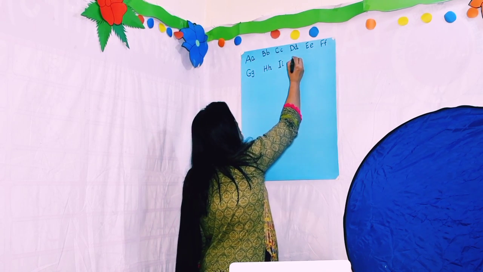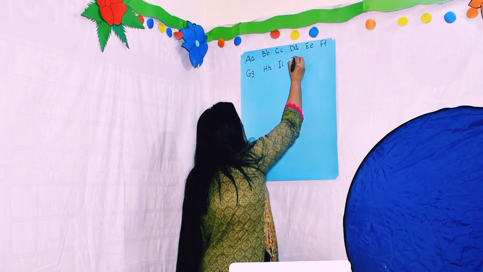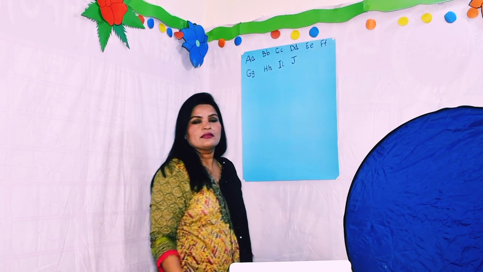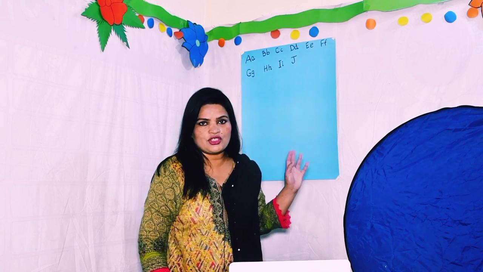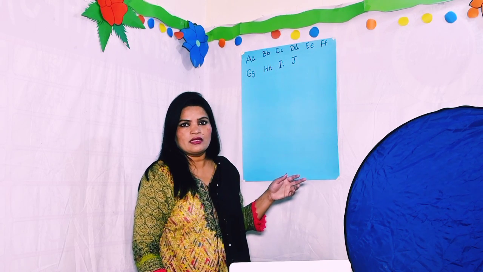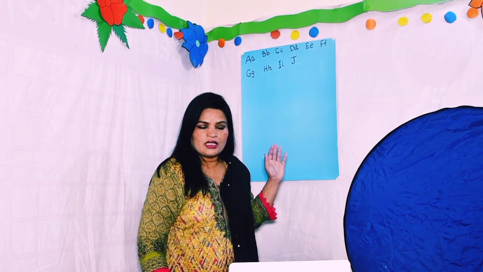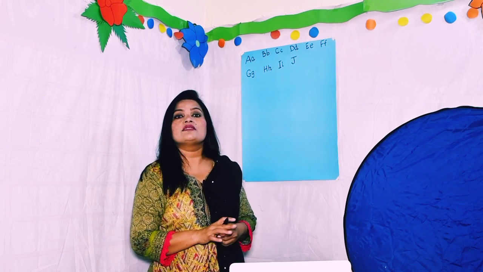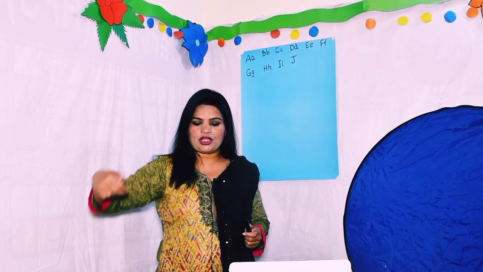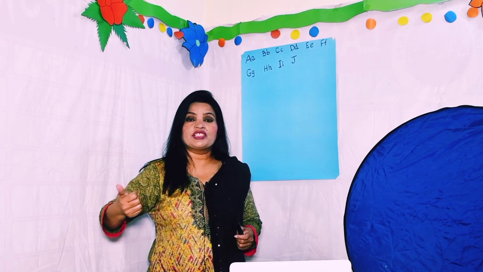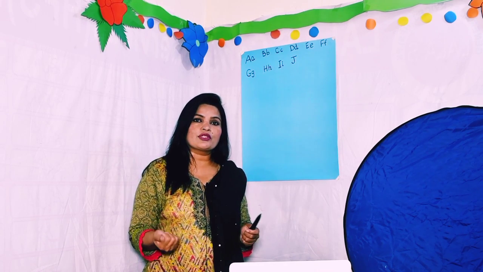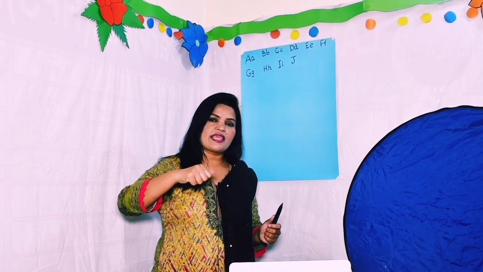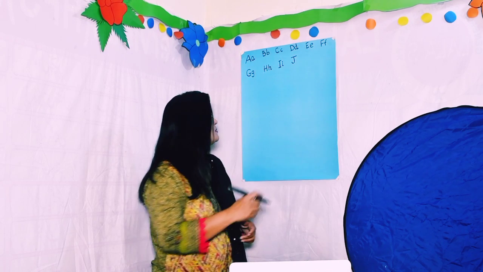Then this letter is J. This alphabet is J. And what is the sound of J? The sound of J is J. J, jug. And when you pour the water in the glass, you will say J. Right?